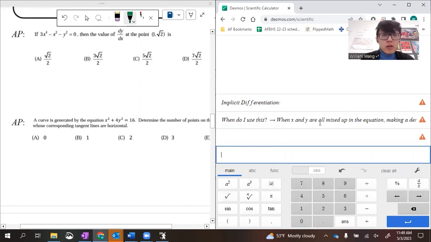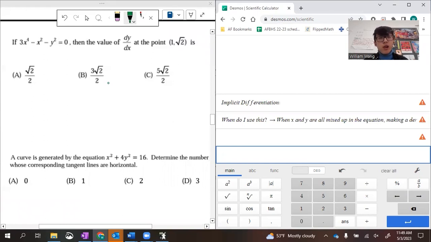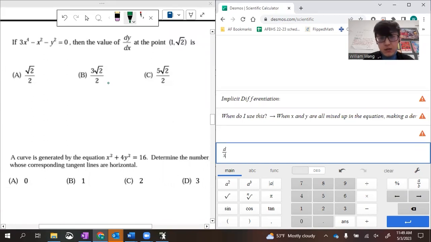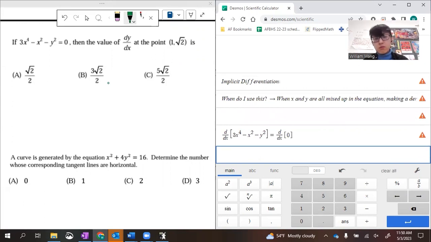All right. So first, I'm going to write my equation: 3x to the fourth minus x squared minus y squared equals 0. I'm going to write this, but put d over dx on both sides. I'm going to derive with respect to x. So the left side is d over dx of 3x to the fourth minus x squared minus y squared, equal to d over dx of 0. All right, that's step one.